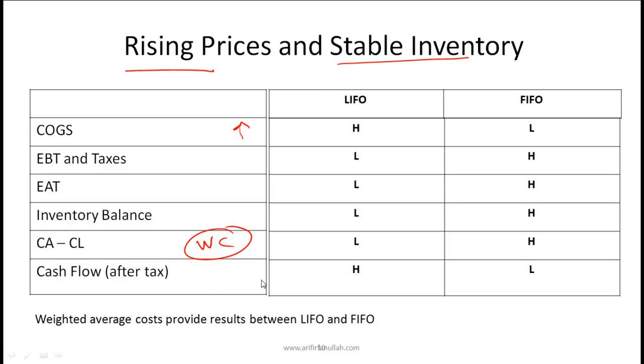And finally, this is very important, the cash flow is higher for LIFO. Why is the cash flow higher? Because the taxes are lower. Since the taxes are lower in LIFO, the overall cash flow after tax will be higher for LIFO. And again, the weighted average cost provides results which are in between LIFO and FIFO. So the weighted average cost method would be down the middle.